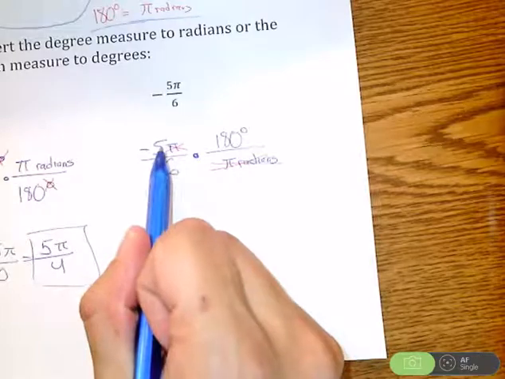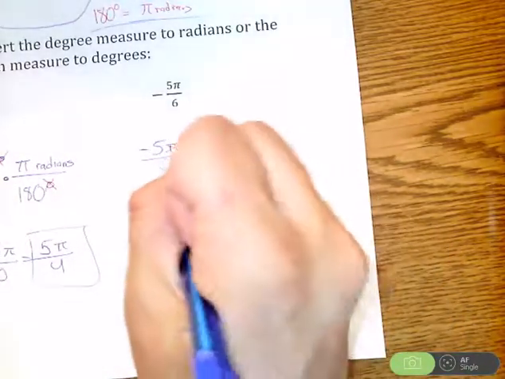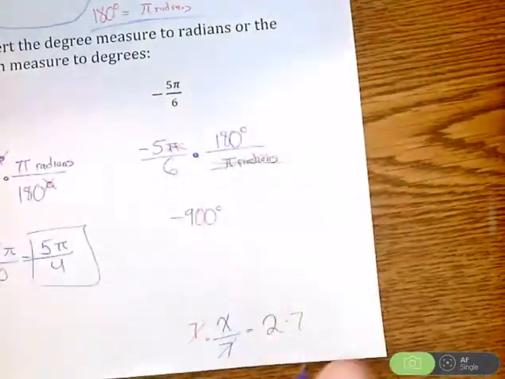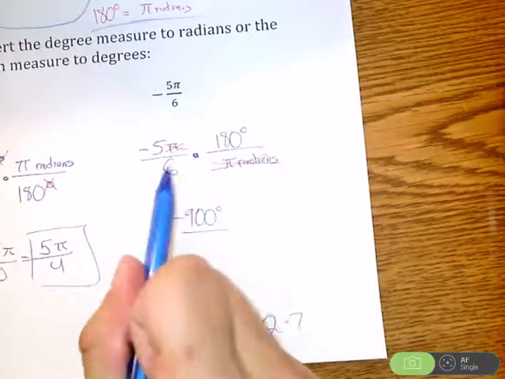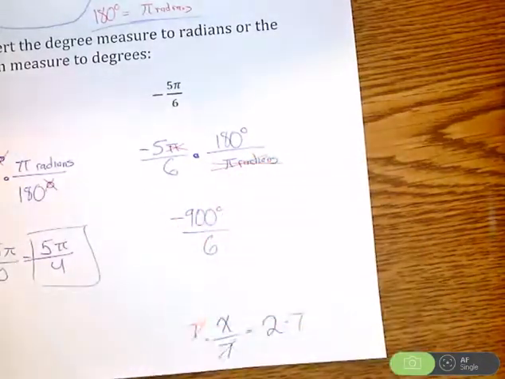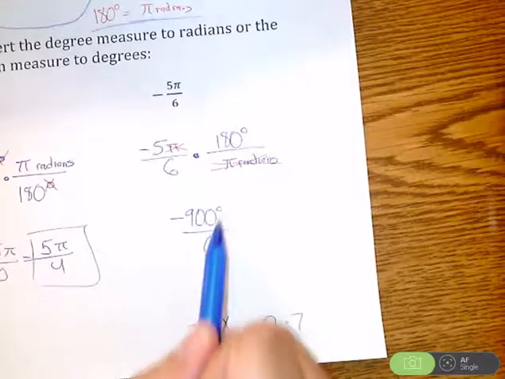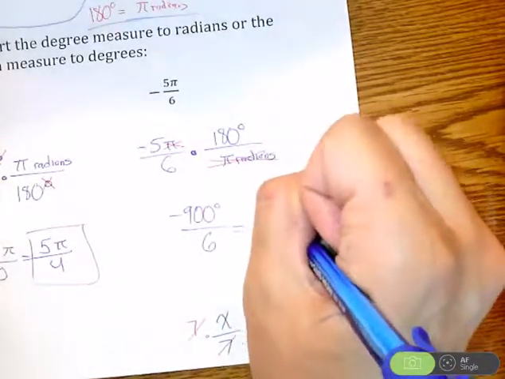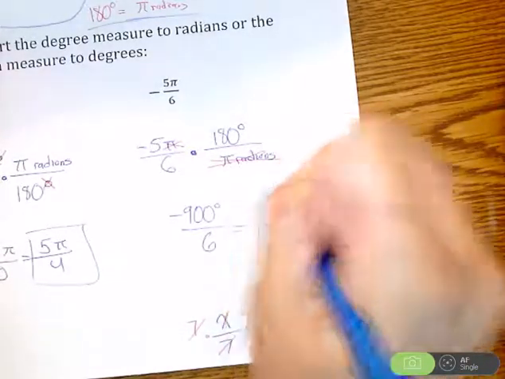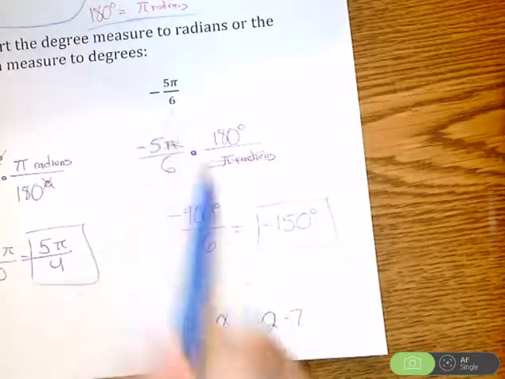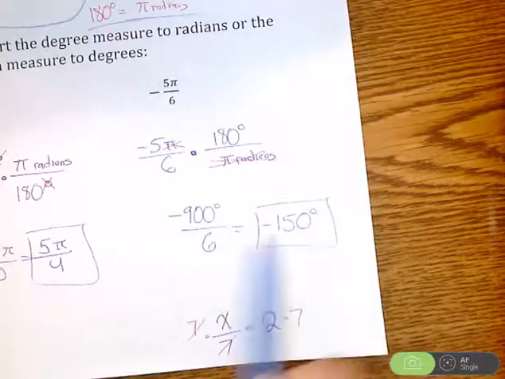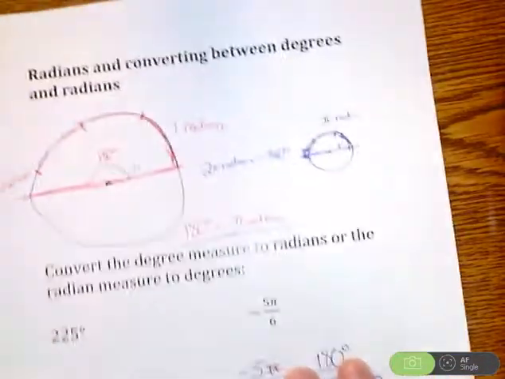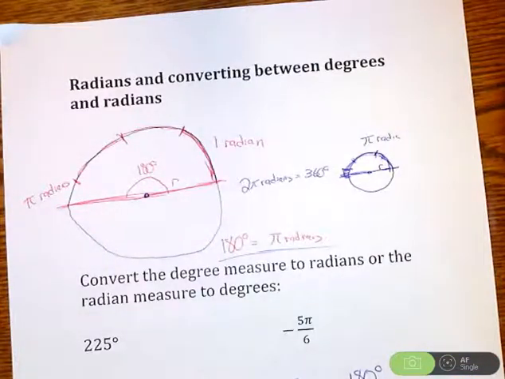So if I multiply here, negative 5 times 180 is negative 900 degrees, divided by, and all I have is a 6 on the bottom. So I have negative 900 degrees divided by 6, which when you divide that, you get negative 150 degrees. So negative 5 pi over 6 is negative 150 degrees. And that was a brief video on radians, as well as converting from degrees to radians and radians to degrees.